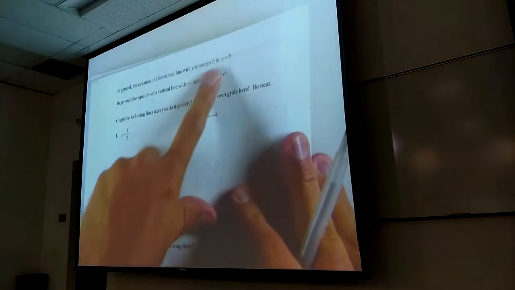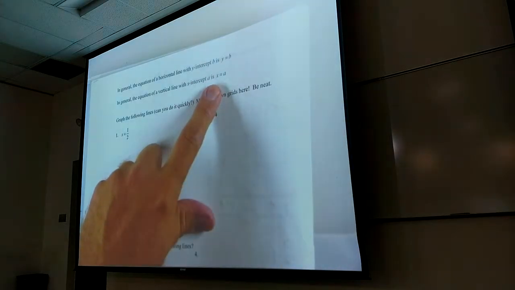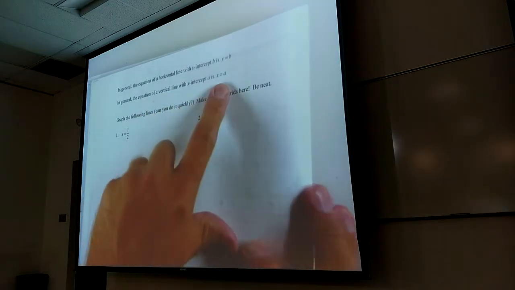Well, here they are. In general, a horizontal line is y equals b. B is any number you want it to be. A vertical line is x equals a.